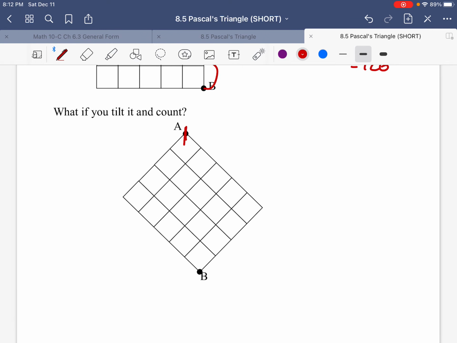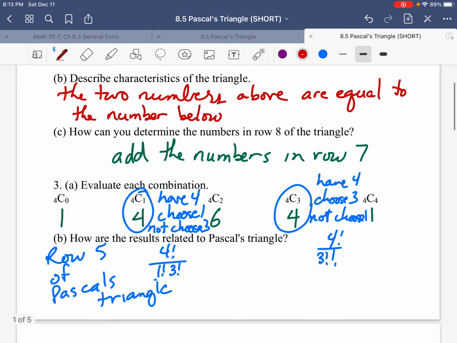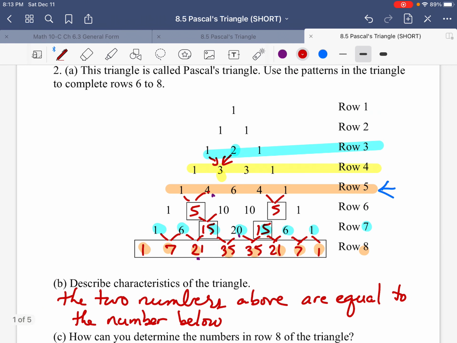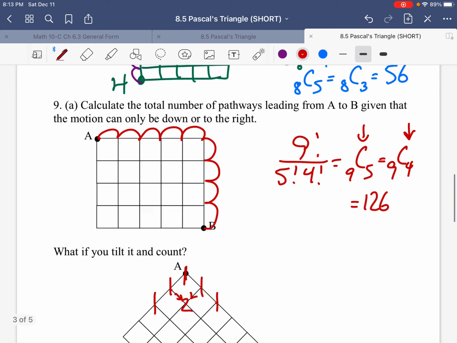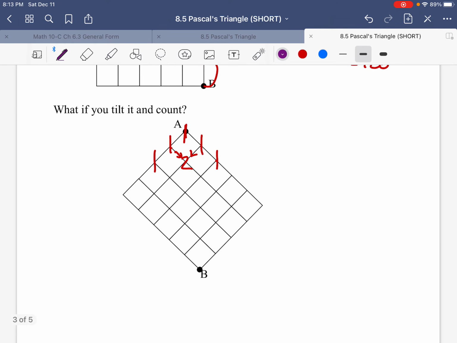Now, that's straightforward, but what if you tilt it and count? Now, as I said, count. You have to start here, so you've got one way. To get to this point, you've got one way. To get to this point, you've got one way. Now, this next row, to get here, there's one way. But to get here, there's 2 ways. To get here, there's one way. So 1, 1, 1, 1, 2, 1. Where have we seen that before? Pascal's triangle, 1, 3, 3, 1.